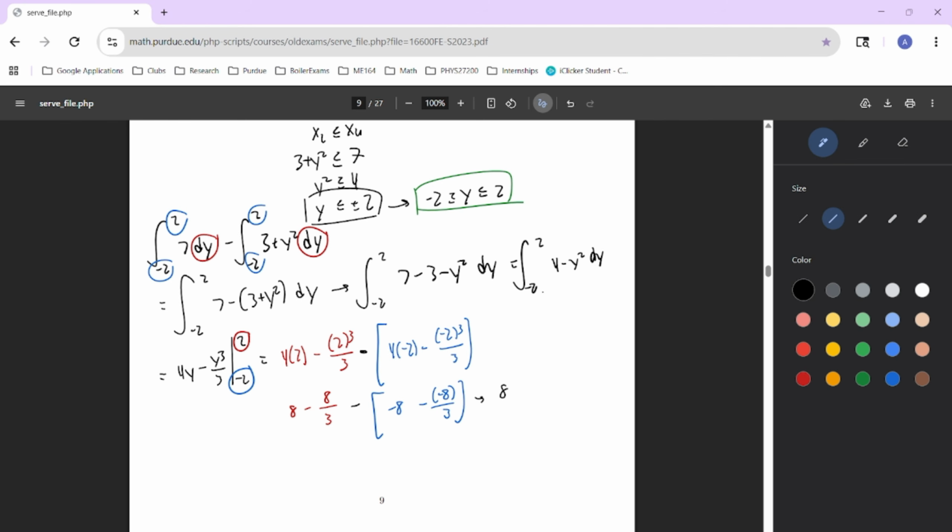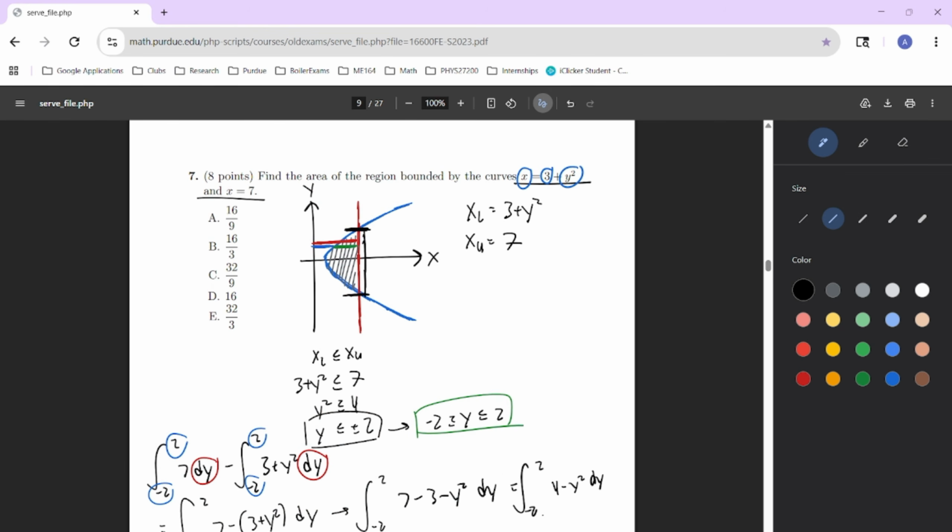That would become 8 plus 8 minus 8 thirds. This would combine to be a positive sign, so it's another minus 8 thirds because we bring this negative sign into there. That becomes 16 minus 16 thirds. What would that be? Well, 16, if you multiply that by 3 to make this all common denominator, that would be 48 thirds. So 48 thirds minus 16 thirds is equal to 32 thirds. And that would in fact be the answer to this question. That would be answer E.